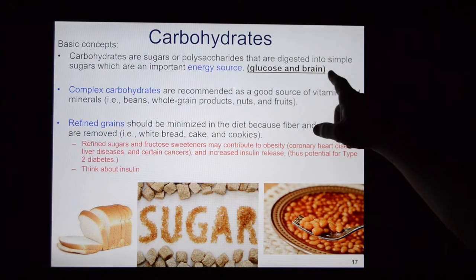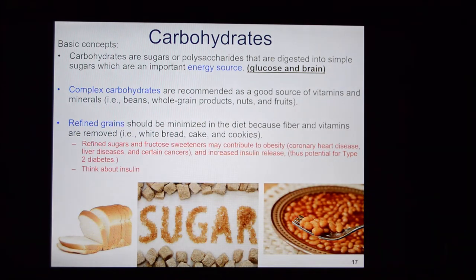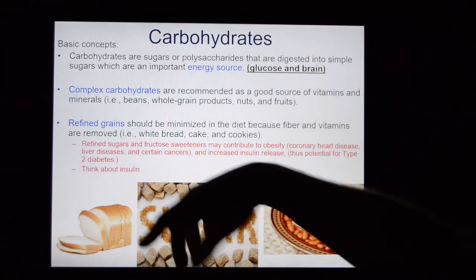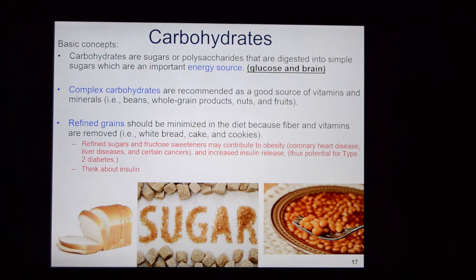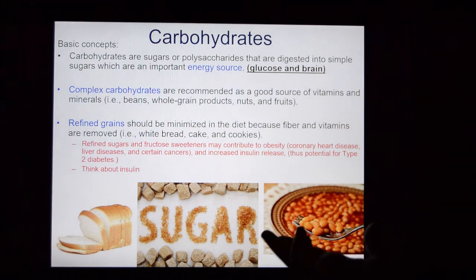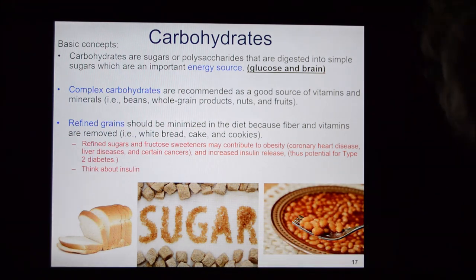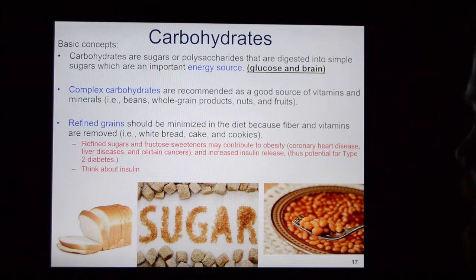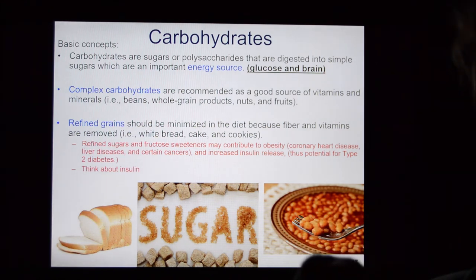Our problems come in with refined grains. Think about my Dr Pepper here, all right? Refined grains like white bread, Dr Pepper, do I have more examples here? I mean, you name it. The cookies I just ate a little while back. All of those, by the time they hit your stomach, you might as well have just been eating spoonfuls of sugar, okay?